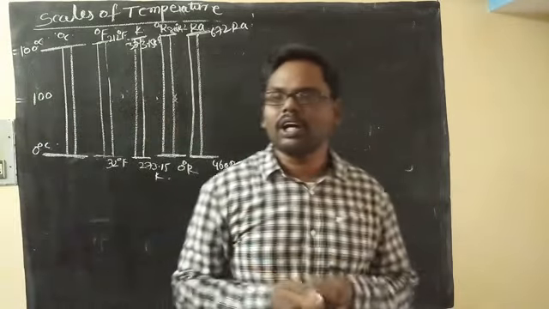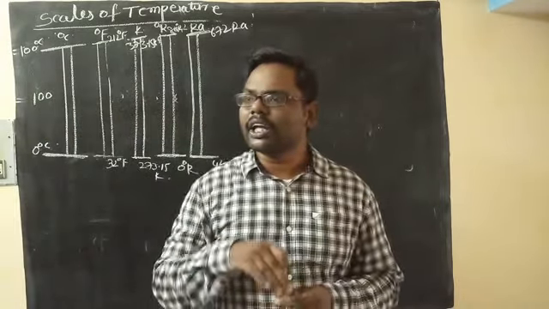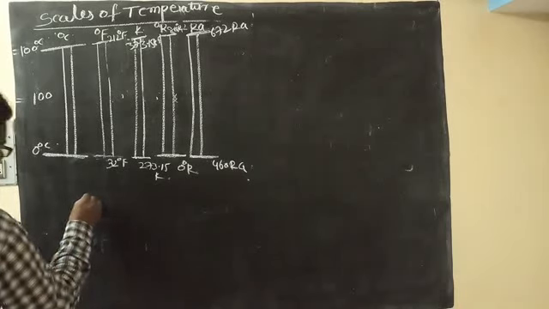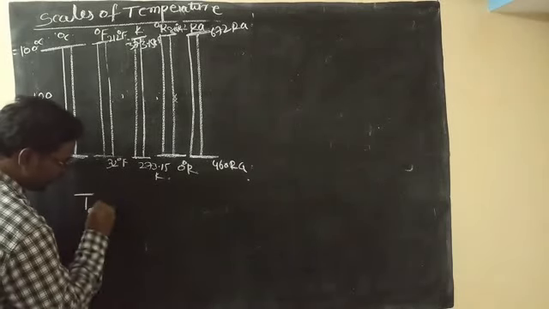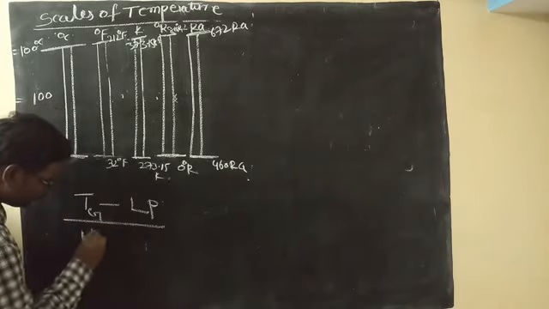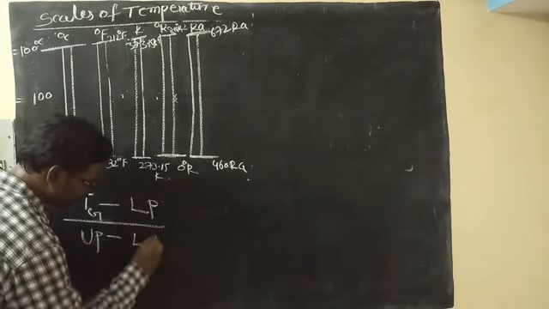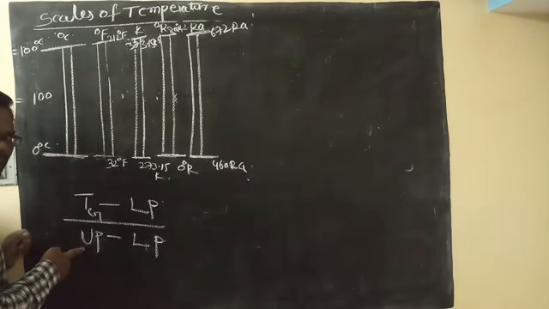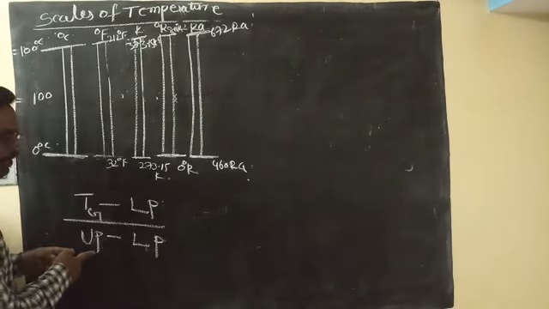Based on that formula, we are able to convert any type of scale to another scale, isn't it? So that is (TZ minus LP) by (UP minus LP), isn't it? Here UP means upper point, not Uttar Pradesh. UP means upper point, right?